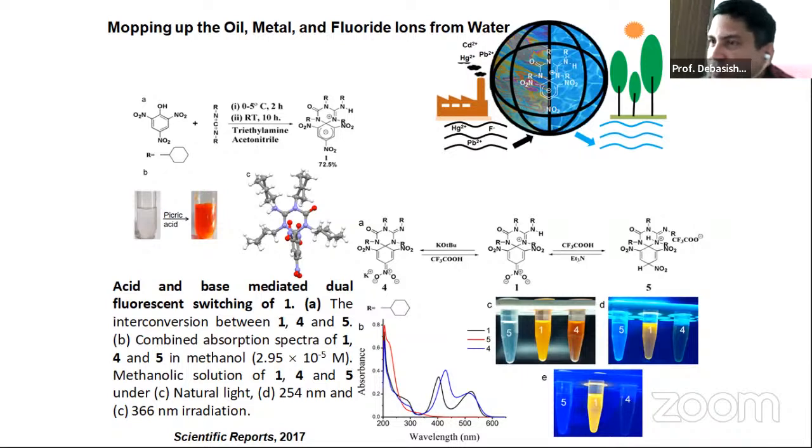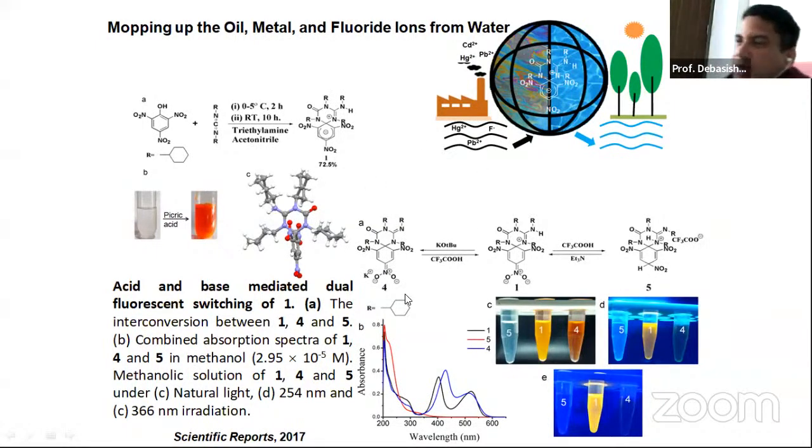For that purpose, we have designed a peptide mimetic compound, where we have hydrophobic functional groups. Those hydrophobic functional groups can take care of the organic pollutant. We have the positively charged section, which can attract the anions, and the negatively charged section that can attract the cations. In that way, we can remove all the anions, cations, and organic dyes or organic oils from the water. And that's why I call this mopping up oils and ions from water.